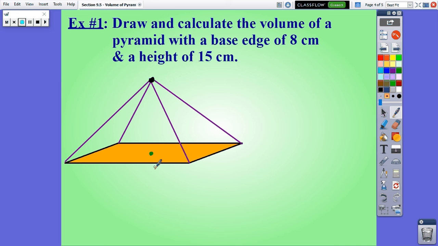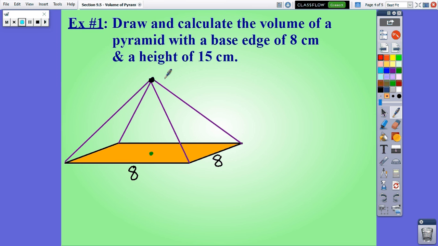There you go. All right, so we need to find the volume of a pyramid with a base edge of 8 centimeters. So that means the base edge of our square. So this is 8, this is 8, this side that's over here is 8, this side that's back here is 8. But really, I'm only going to put these two front base edges of 8, okay? And it's got a height of 15. What has a height of 15? The pyramid has a height of 15.